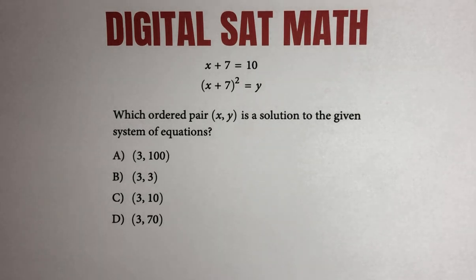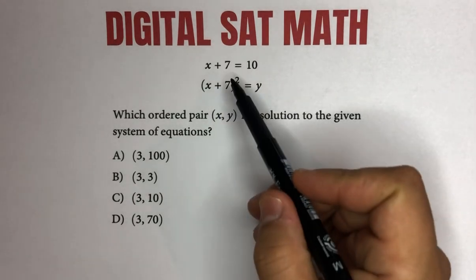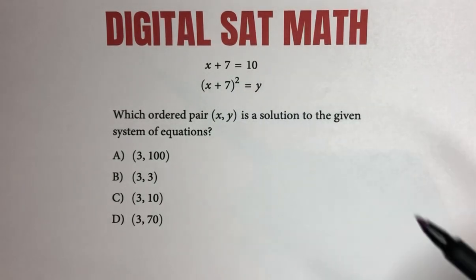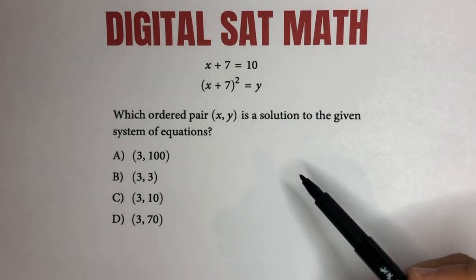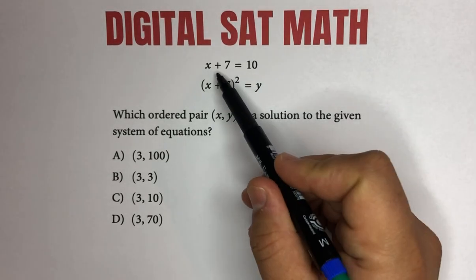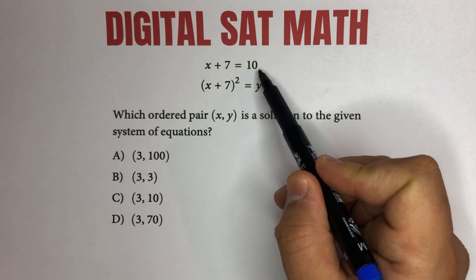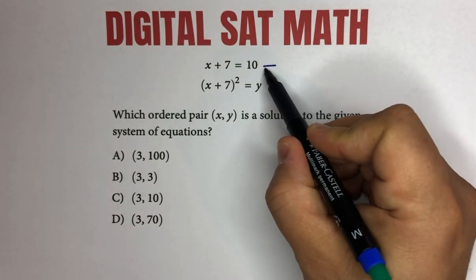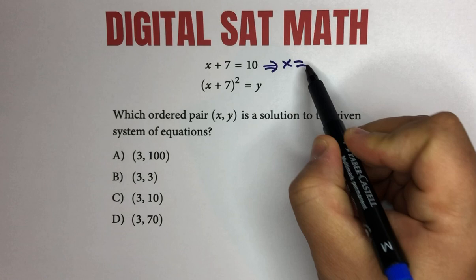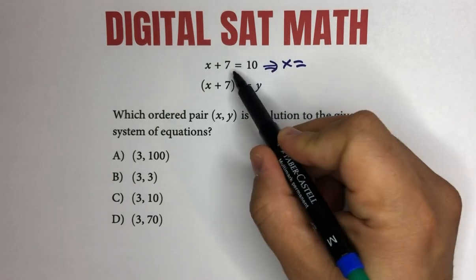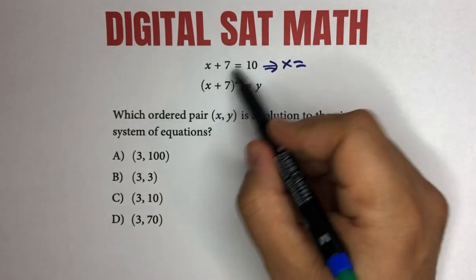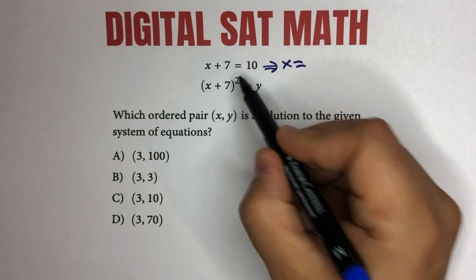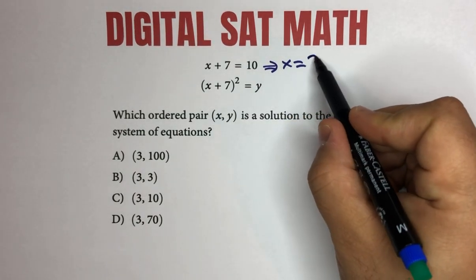So, x + 7 = 10. There are different ways of solving this question, but let me show you the very first one. If x + 7 = 10, what's the value of x? In this case, you take away 7 from both sides to isolate the x. So technically x will be 3.